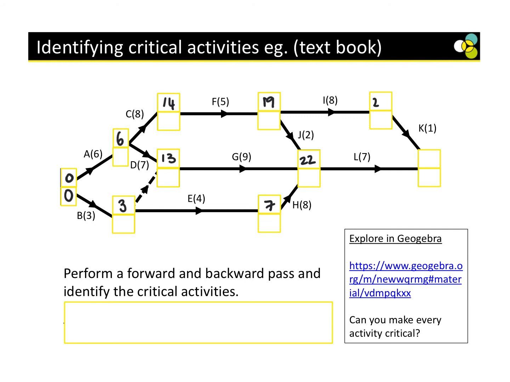19 plus 8 is 27. So I can do 27 plus 1 is 28. Or 22 plus 7, which is 29. I'm going to go with 29. Any questions with the forward pass?